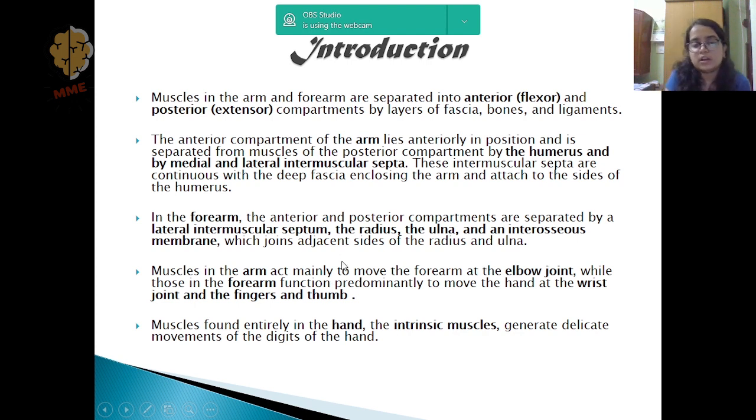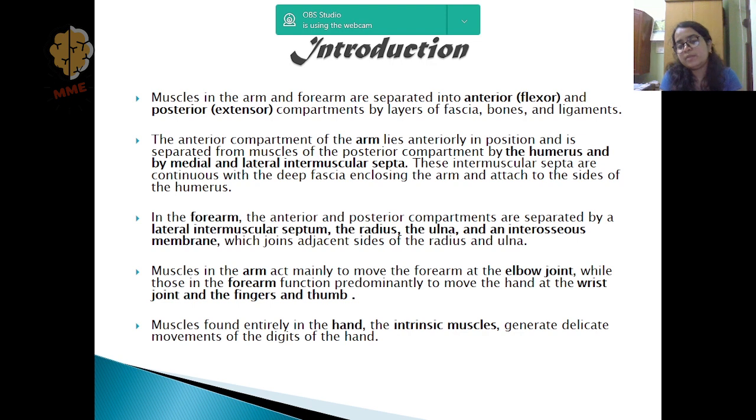Now, I'm not going to elaborate, I'm just mentioning a little that in the upper limb, the muscles which are present in the anterior compartment of the arm or forearm are basically flexor muscles, or they help in flexion. Whereas the muscles which are present in the posterior compartment help in extension. But this is not the same in the lower limb, because of the developmental rotation that takes place.